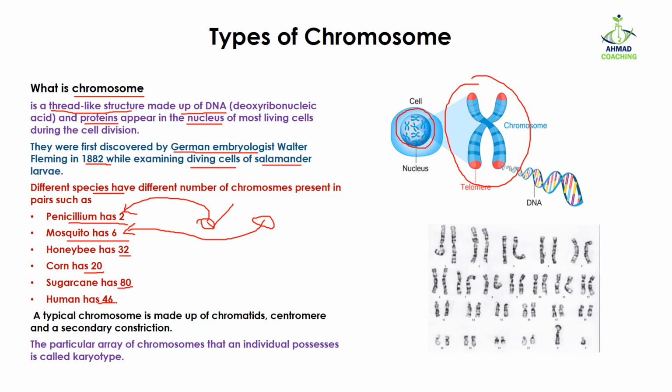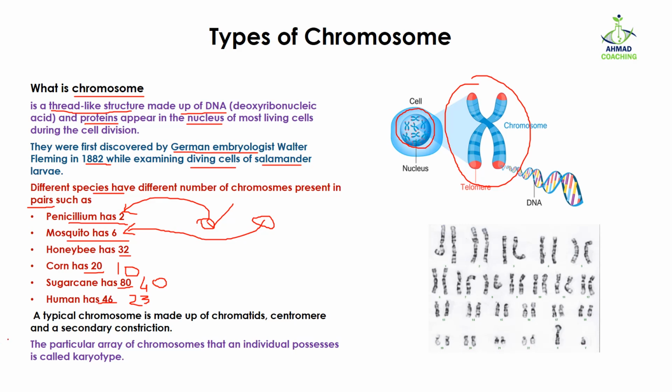One more thing is that chromosomes are always present in pairs. For example, humans have 23 pairs of chromosomes. Sugarcane has 40 pairs of chromosomes. Corn has 10 pairs of chromosomes. So if you are talking about pairs, then the number of chromosomes is half, because now you are talking about the pairs of chromosomes. But if you are not talking about pairs, then you count all the chromosomes. For example, 46 chromosomes in human or 23 pairs of chromosomes in human.